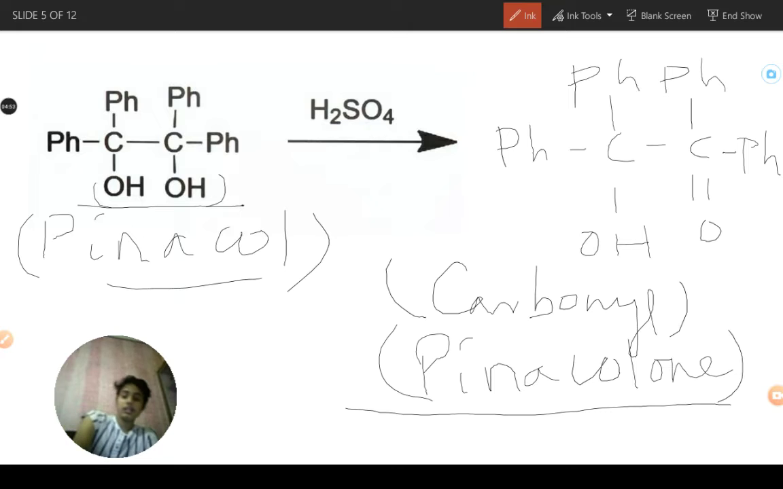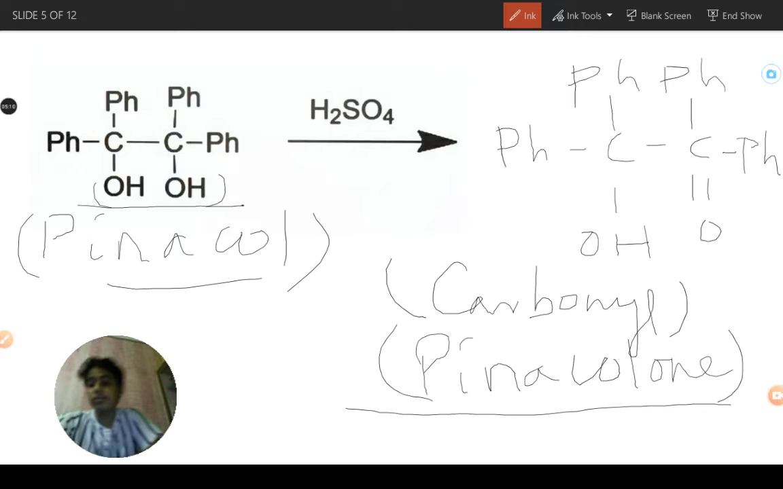You see, there are very important concepts here. You will first do the protonation here, then dehydration, then there will be a shift or migration also, then again deprotonation will occur, then the Pinacolone product will be formed.